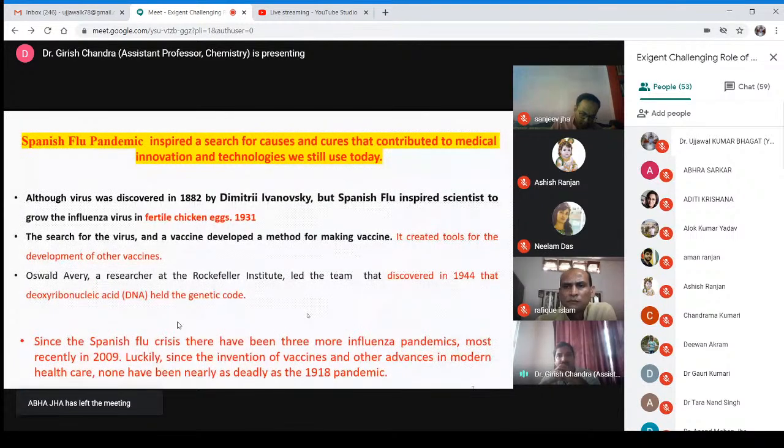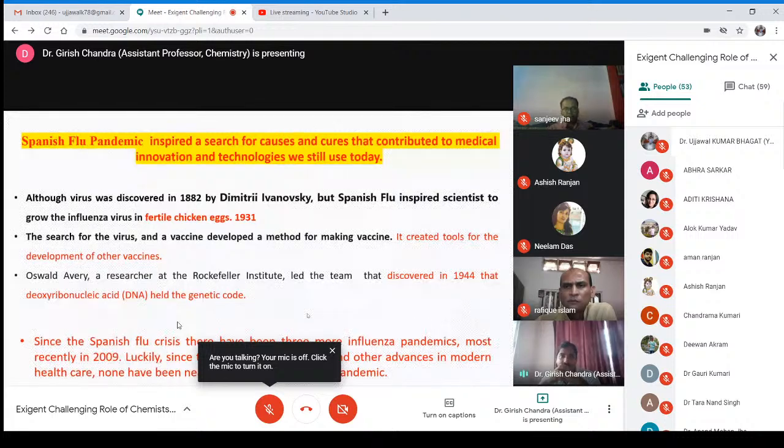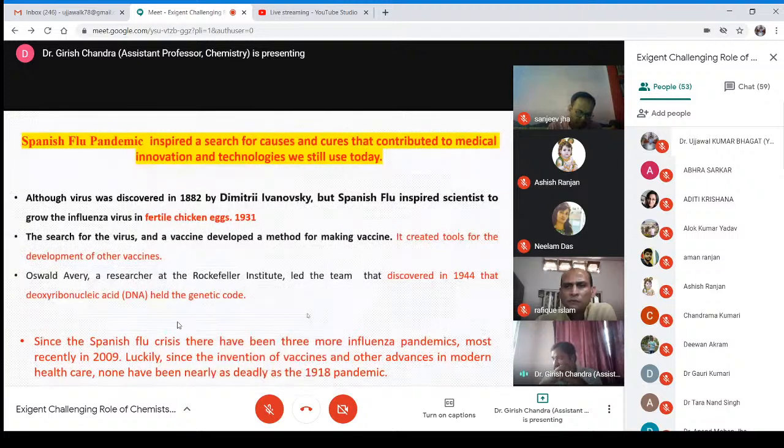Virus was discovered long back in 1882, but after the spread of Spanish flu, scientists tried to understand the virus more properly, and the most significant result came when they were able to synthesize the virus in the lab. They developed a method using chicken egg, and this method we are still using to synthesize virus in the lab. So this is one important contribution after the Spanish flu pandemic.